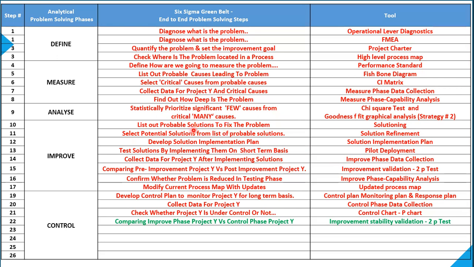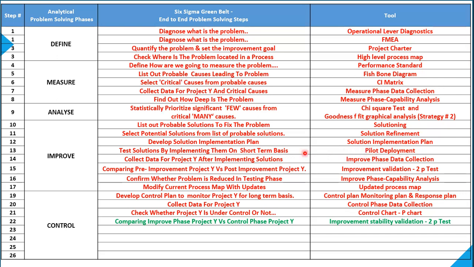The very next thing we're going to do is develop a solution implementation plan, because those solutions need to be implemented for a short period of time, since we want to test them. So on an experimental basis, you're going to implement those solutions under pilot deployment. Pilot deployment is all about deploying the potential solutions on a short-term basis.